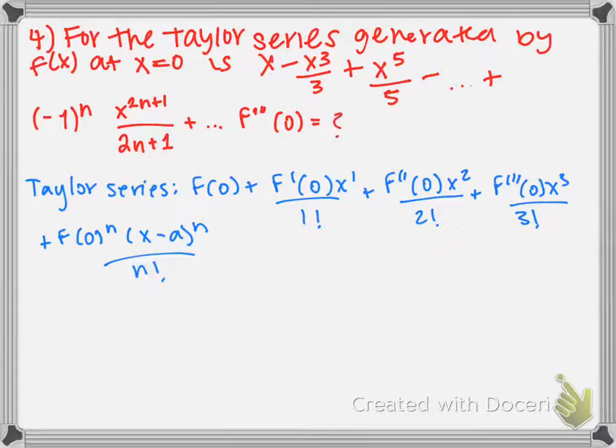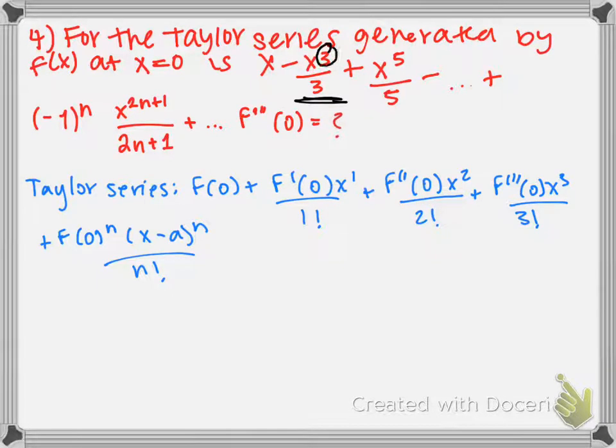So in the problem, it is asking us to find out what f triple prime is at 0. In order to do this, we have to figure out what part of our Taylor series we're going to use. Based on what we have in the problem, we know that we're going to use the second term, because that is where our exponent is equal to the power of 3.